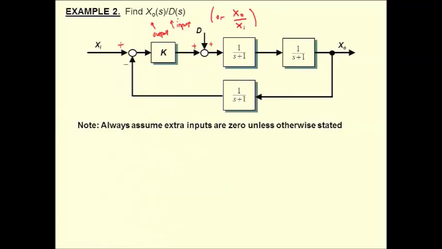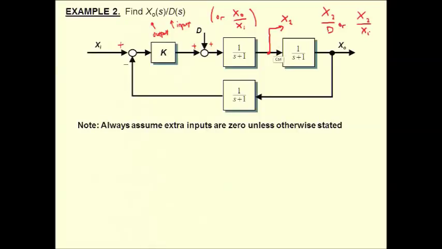Nice standard pair, but it could be any input. Just like there could be any output. There could be multiple outputs of the system. In fact, I could pull this one off and call that an output. You can call that x2. Then I could find the ratio x2 to d, or x2 to xi. All kinds of different combinations we can do based on what inputs and outputs we're interested in.